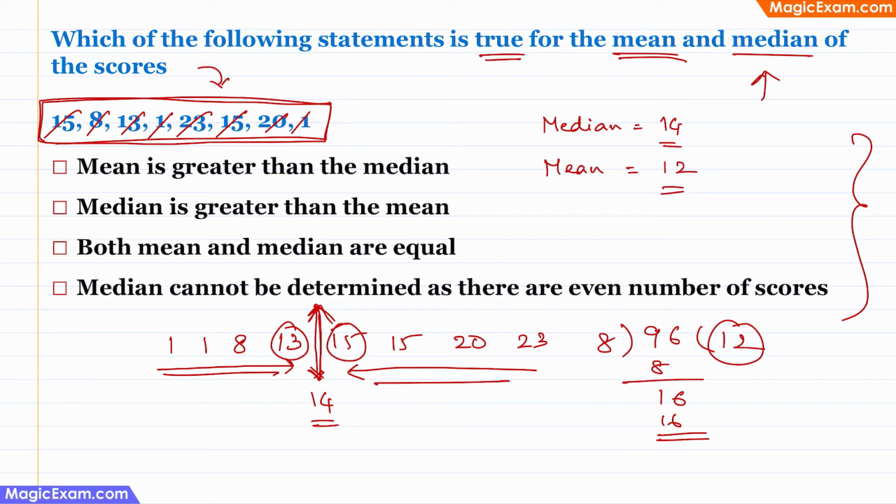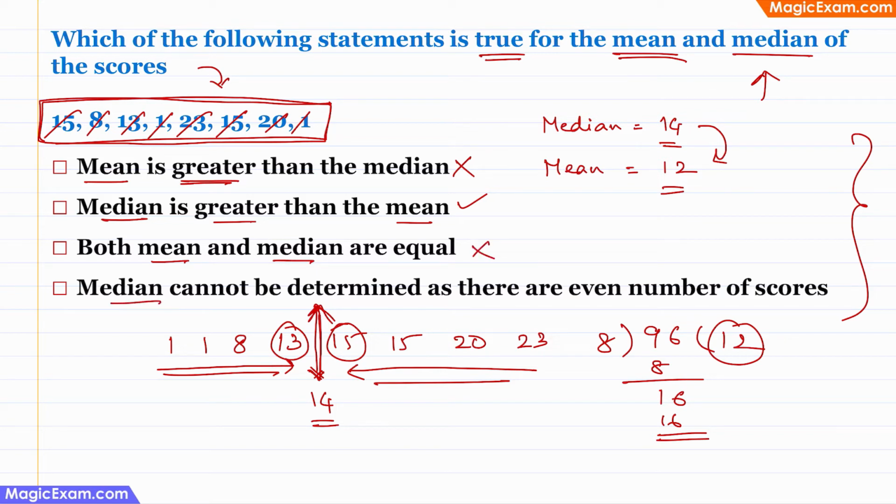Now let us see the statements. Mean is greater than the median. No, mean is actually smaller than the median. Therefore this statement is incorrect. Next, median is greater than the mean. This statement is correct because 14 is greater than 12. So this is a true statement. Then both mean and median are equal. This is incorrect because 14 and 12 are not equal.